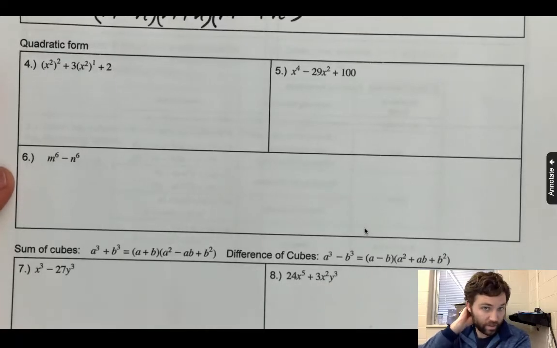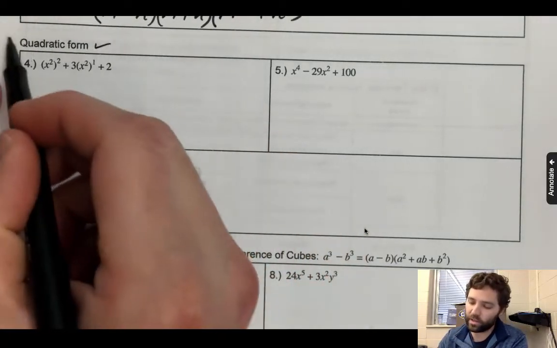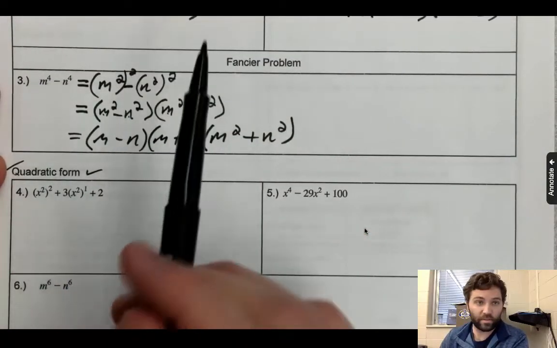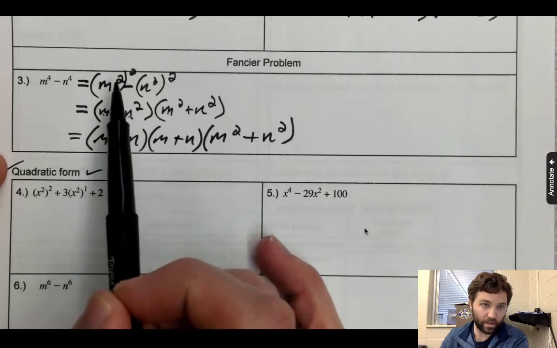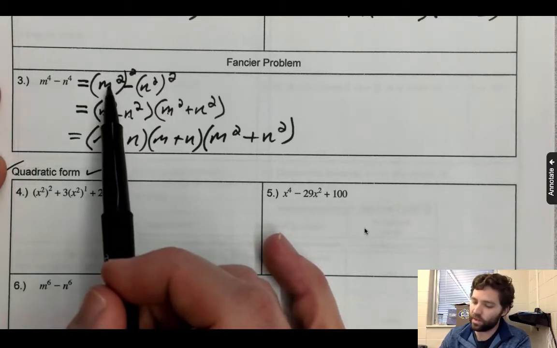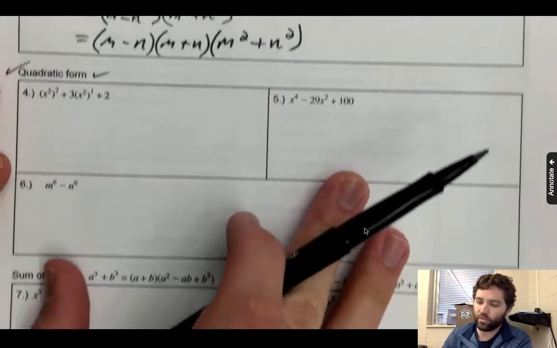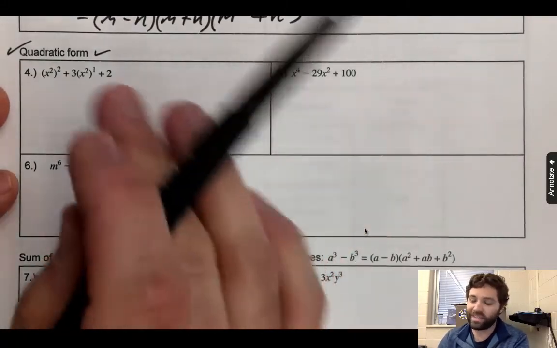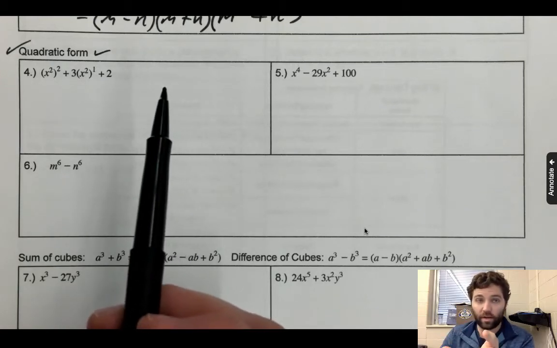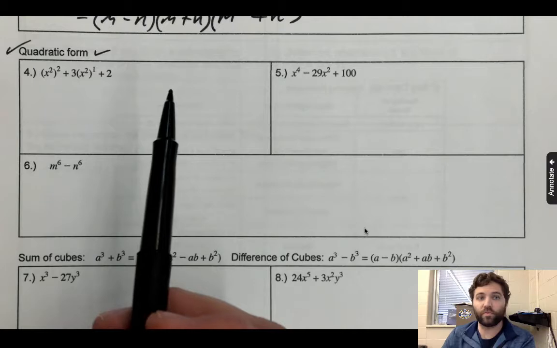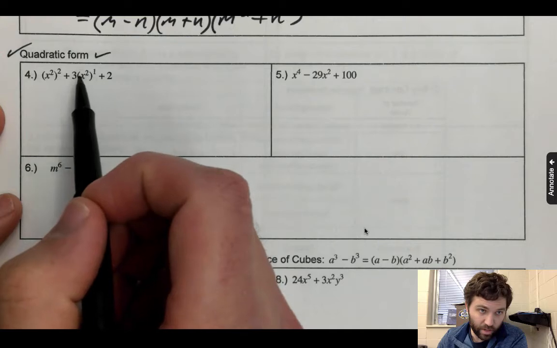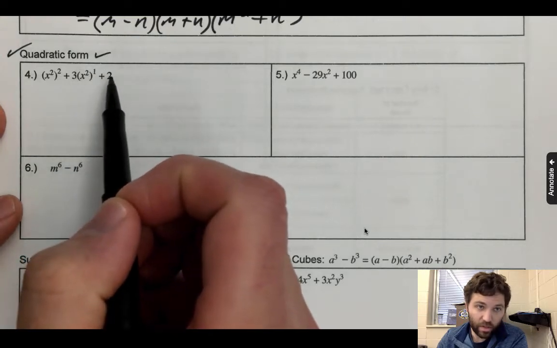All right, let's talk about quadratic form. So this is a new one here, I believe. Quadratic form is actually similar to this. What we did here is we formatted this as a quadratic. So this was a thing squared minus another thing squared, which fit a quadratic pattern. For quadratic form, it's the same kind of idea. If we can make a trinomial that we're given look like a quadratic, then we can use the rules for factoring quadratics to break it up. So if I have x squared, squared, plus 3x squared to the 1 plus 2, that's in quadratic form.